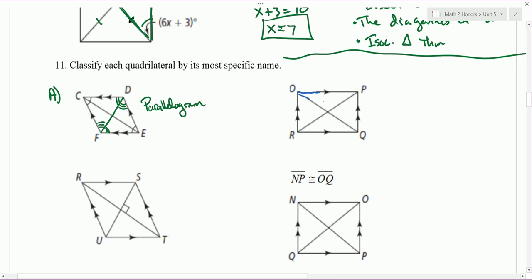The next one, obviously it's a parallelogram because opposite sides are parallel. And there's no additional information given to us. We have the 2 diagonals drawn, but it doesn't tell us anything about how long they are, or nothing else is given to us. So the best we can say is that this is a parallelogram.